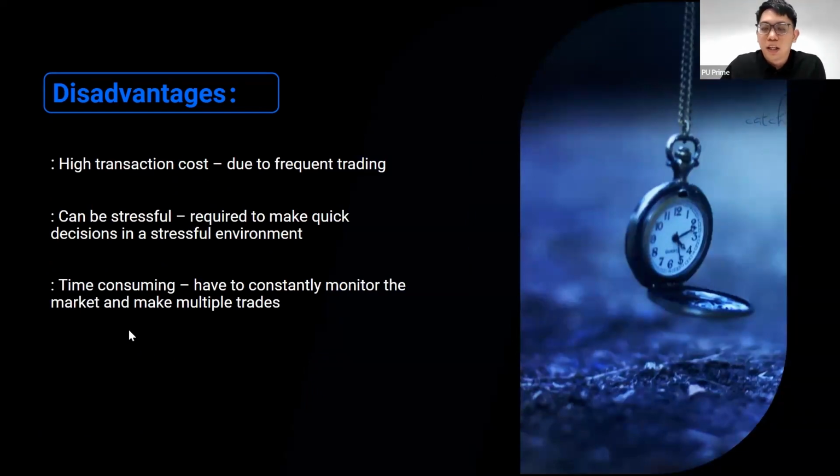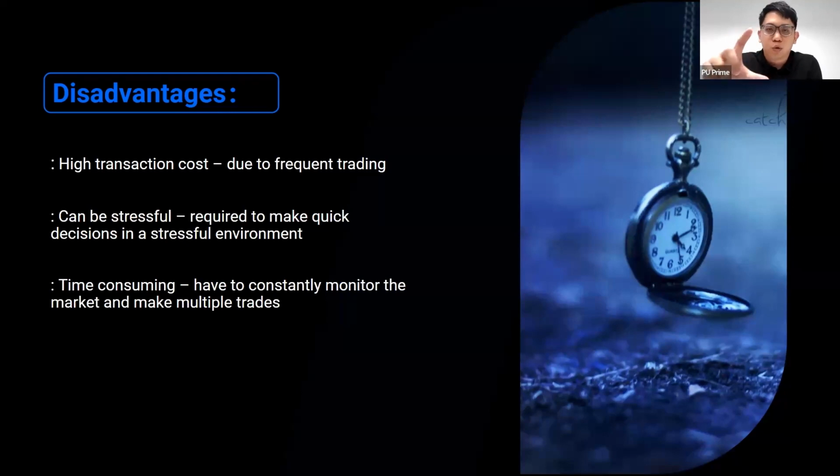And the disadvantage of this strategy is it will have a very high transaction cost due to frequent trading, because we know that we have spreads with all the asset classes, right? So let's say you're trading an asset class with a 20-30 spread, and you make 10 trades per day, it's already about 200 to 300 pips. So this is a huge amount for you. And it can be stressful, because if you want to adopt this kind of strategy, you will opt for very volatile asset classes like gold, like GBP USD.